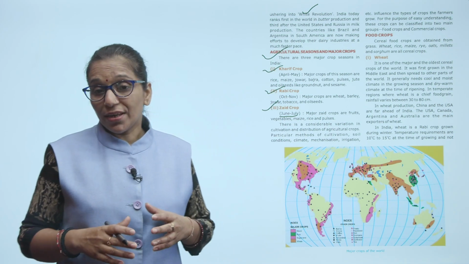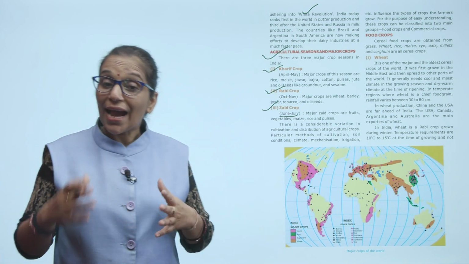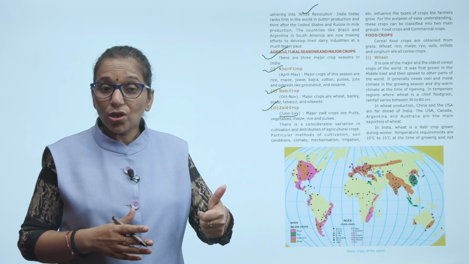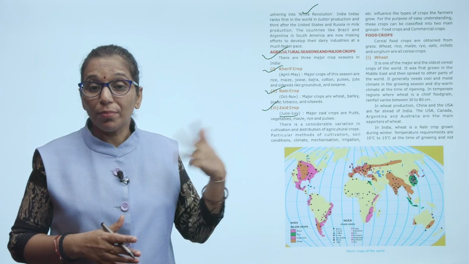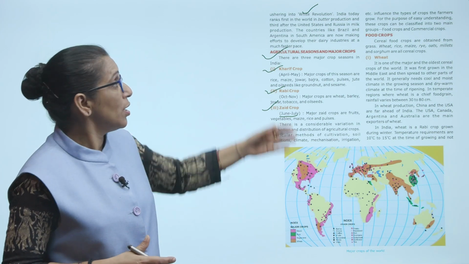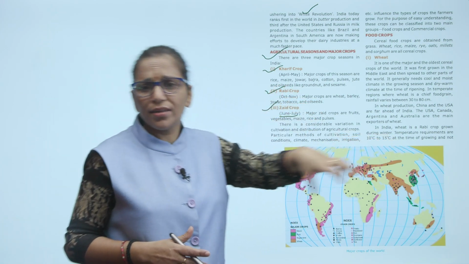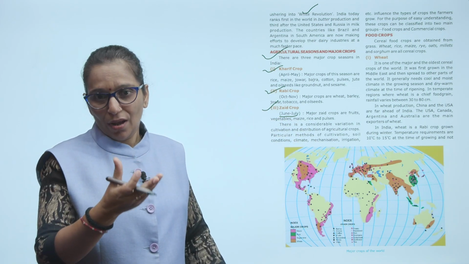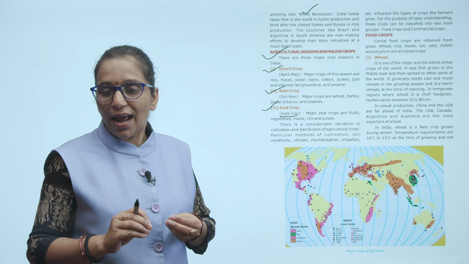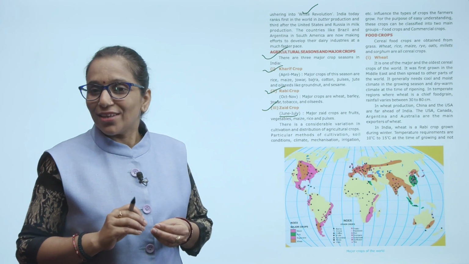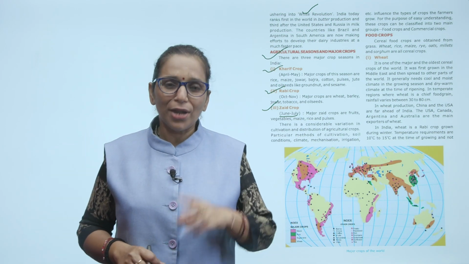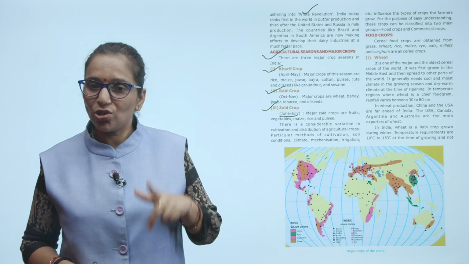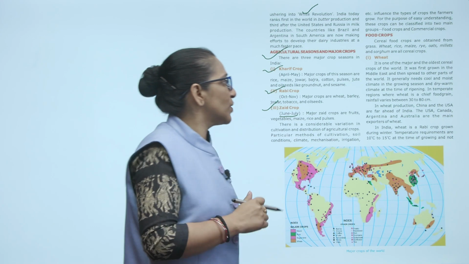There is considerable variation in the cultivation and distribution of agricultural crops, and particularly in the method of cultivation, soil condition, climate, mechanization, irrigation, etc. All these factors influence the type of crops. For ease of understanding, these crops can be classified into two main groups: one is food crops and the other is commercial crops.